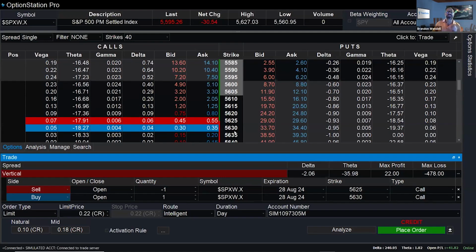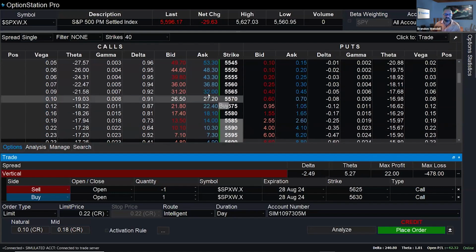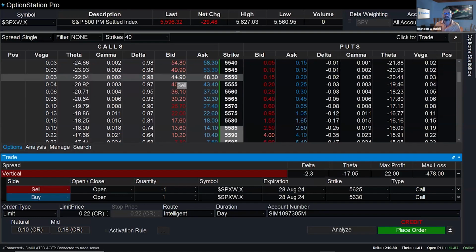Remember, my risk is going to be defined by the difference between the strikes minus the premium we're collecting. So if I do a 10-point spread, that's $1,000 of risk minus whatever premium I collect. If I do a 5-point spread, it's only $500 of risk minus the premium I collect. And that's also going to influence how much margin you have to come up with to be able to take the position. So on the downside, let's say we go to, I don't know, yeah, 55, 55.50.